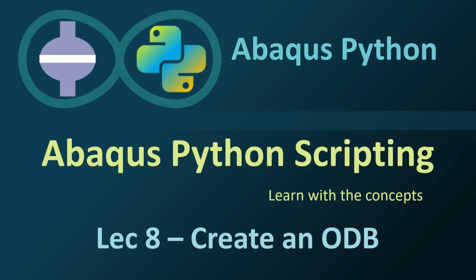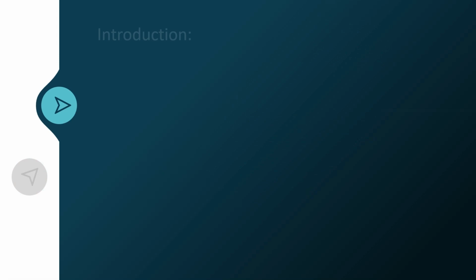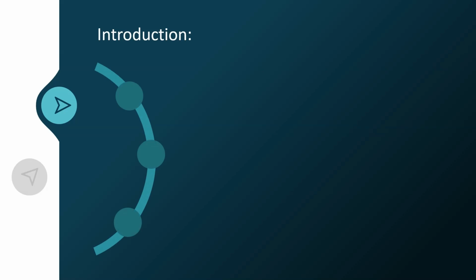So let's get started. First, let's go into the introduction, what we are going to discuss today. First, what is an ODB? You may be aware ODB is nothing but the output database, and it is created from the analysis. It is the output of the analysis by default. So when we submit any job in the Abacus, any calculation we do, one of the outputs of this analysis will be an ODB file.